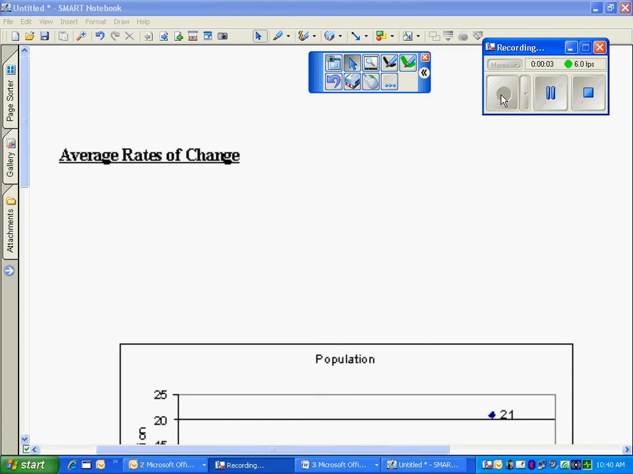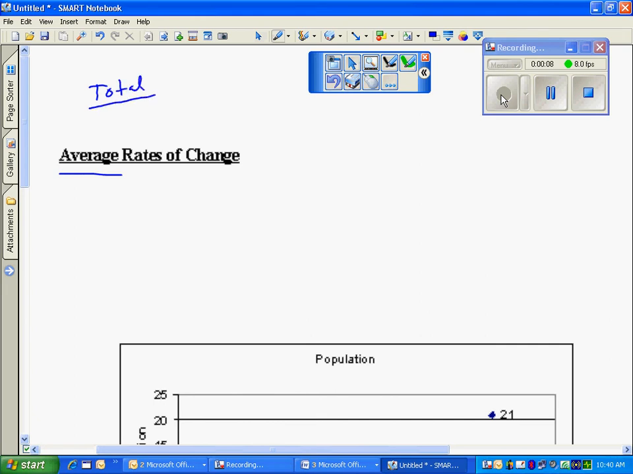Average rates of change. If you recall, average is the total or sum of something divided by how many you were looking at. So if we want to think about an average rate of change, if I was traveling to Missoula, and let's suppose the distance I needed to travel was 60 miles, and the time it took was 1 hour, my average rate of change would be how far I traveled over how long it took me, or my average rate of change is 60 miles per hour.